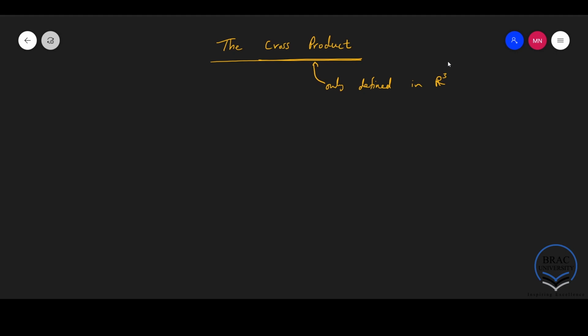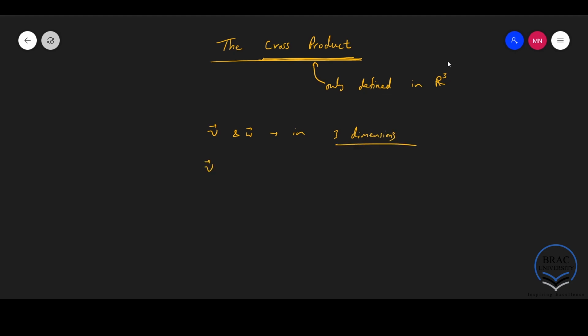So for the case of 3 dimensions, if we are dealing with vectors that are in 3 dimensions, then only then can we take the cross product, right? For the case of the dot product, we can consider vectors in n dimensions, but that is not the case for the cross product. So let's define the cross product. Let's say that we have two vectors, v and w. So we consider these two vectors, and both of these vectors are in 3 dimensions, right?